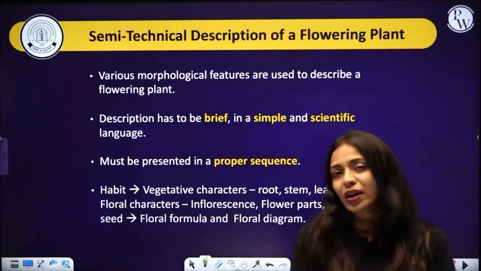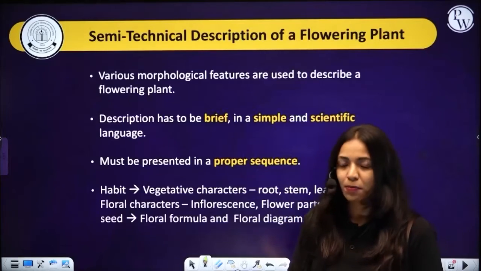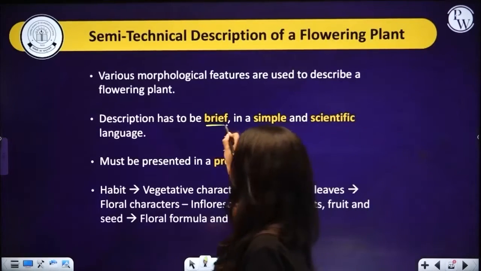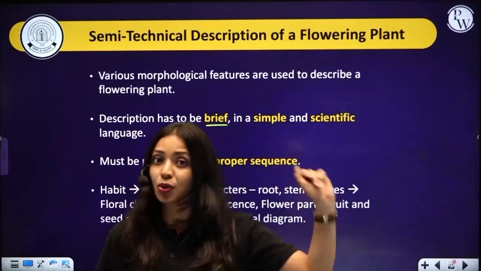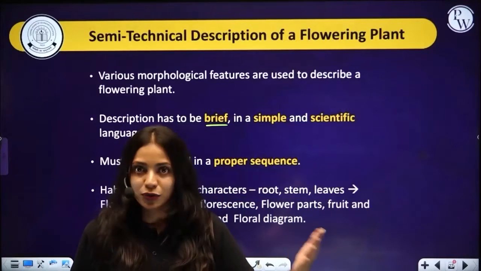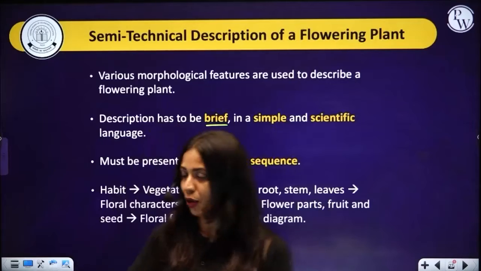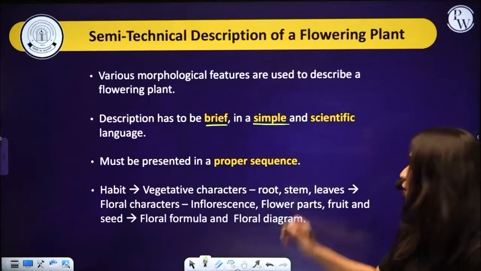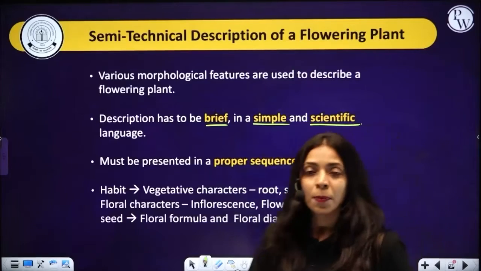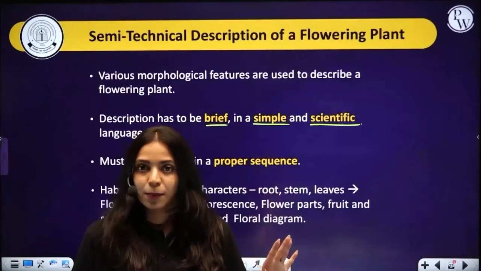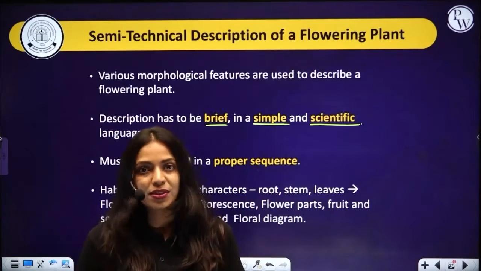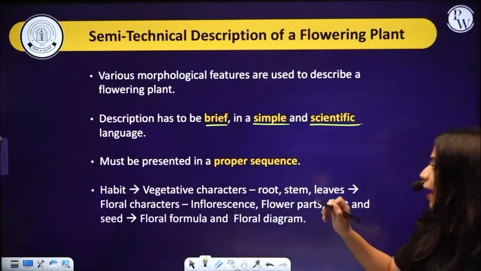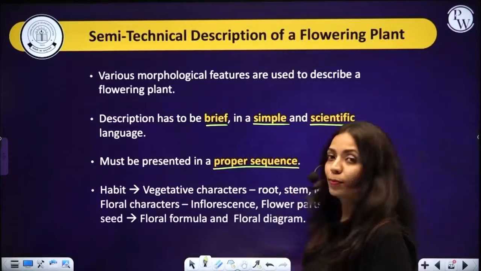Okay, so whenever you're describing an angiosperm plant, there are a couple of things that we have to keep in mind. Firstly, the description has to be very brief. You should not write stories about how any part of the plant is. It has to be brief and short. And secondly, the language that is used has to be simple and scientific. All right, so while describing a plant, you have to keep it simple and use scientific language, and also the description has to be extremely brief. And also, it must be presented in a proper sequence.